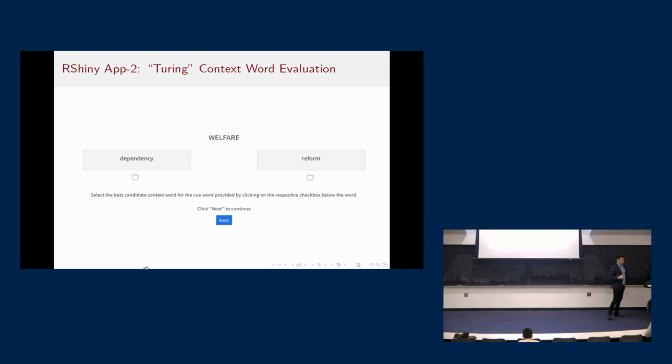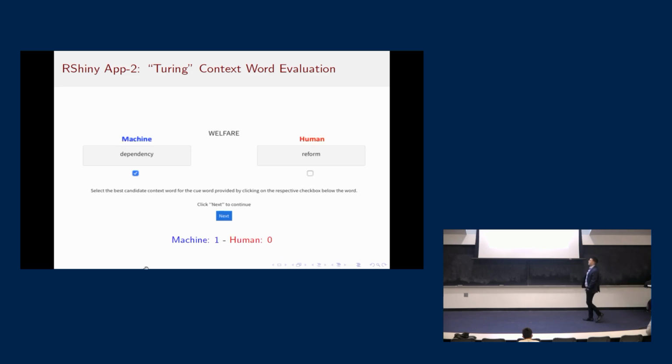All right. So in this particular case, the human who was choosing chose dependency, and it turned out that was a machine word. So this is kind of 1-0 to the machine. Okay. So the model has done well here and has actually beaten the human suggestion. Okay. Does that make sense for everyone? Okay.